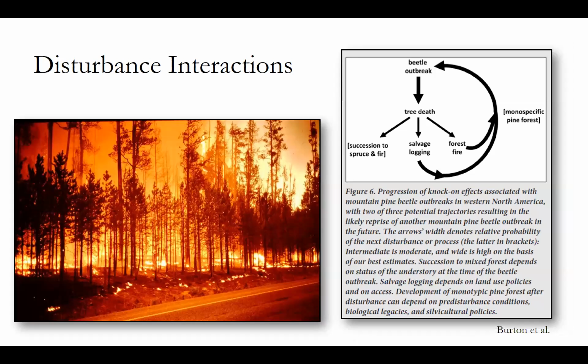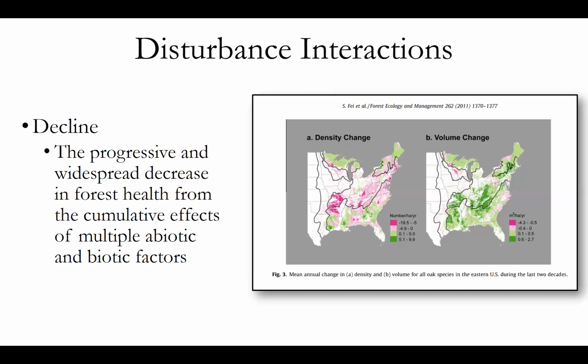And then there are feedback loops, which become even more convoluted. Lodgepole pine is a really good example of this. Even-age stands of lodgepole pine tend to establish after insect outbreaks or fires. They eventually develop into dense, mature stands that then become susceptible to future insect outbreaks and fires. And after they occur, they once again grow back as even-age stands of lodgepole pine. The cumulative effects of multiple abiotic and biotic factors is called a decline.